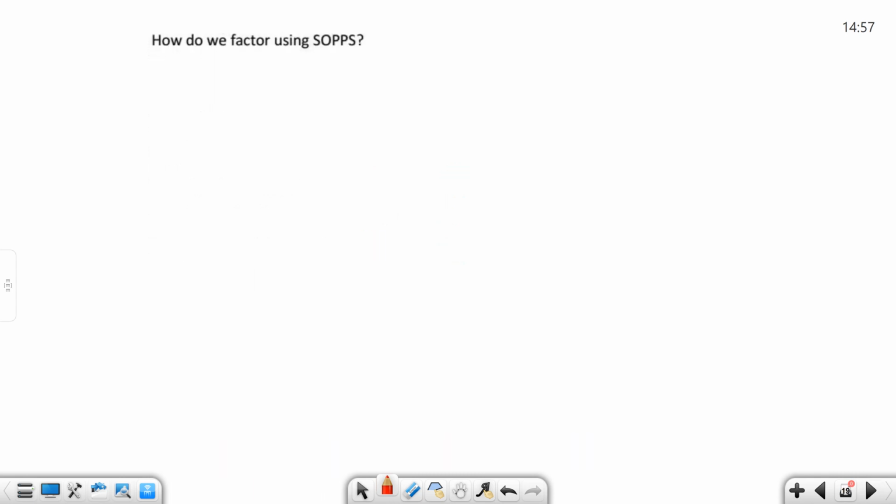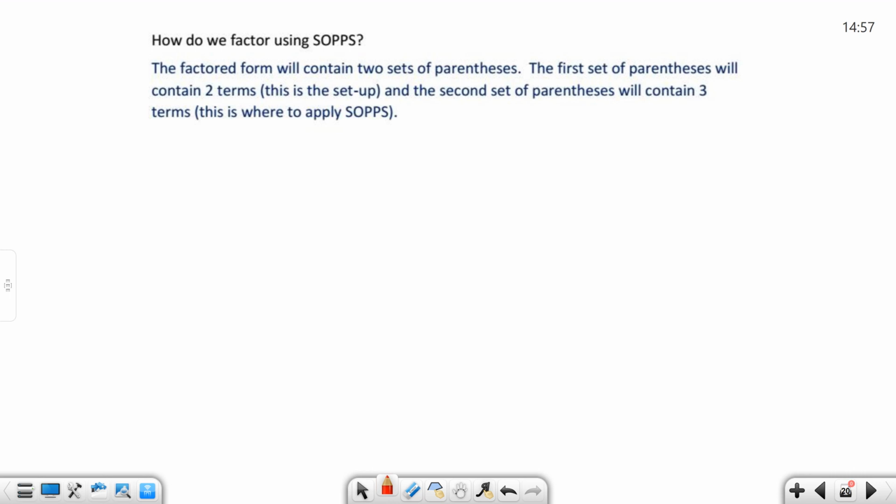So how do we factor using SOPPS? The factored form will contain 2 sets of parentheses. The first set of parentheses will contain 2 terms. This is the setup. And the second set of parentheses will contain 3 terms. This is where we apply SOPPS.